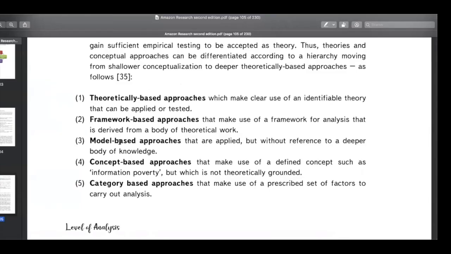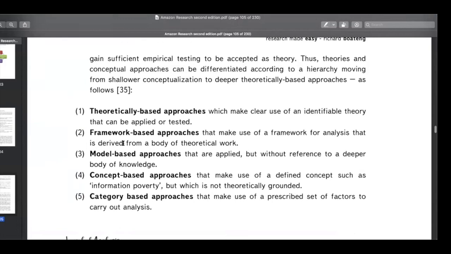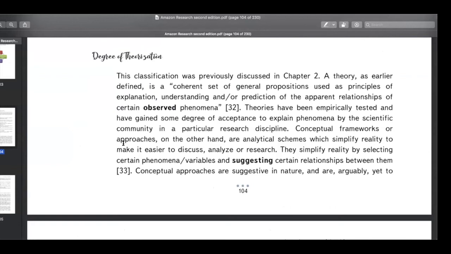Okay, when you look at page 105 of your book, I try to explain that theories themselves have degrees. I don't have it on my slide, because I usually teach this to the PhD students, but it's also relevant for you if you want to understand that. Now, you see, theories have been empirically tested and have gained some degree of acceptance to explain phenomena by the scientific community in a particular research discipline.